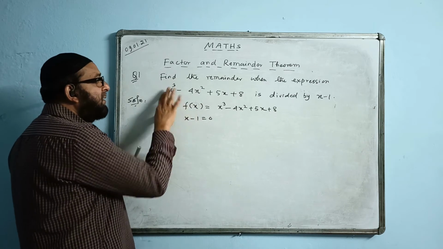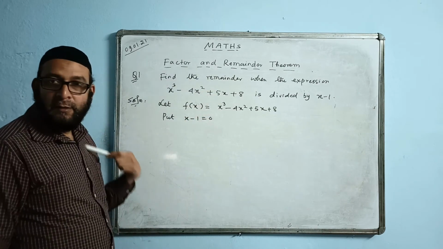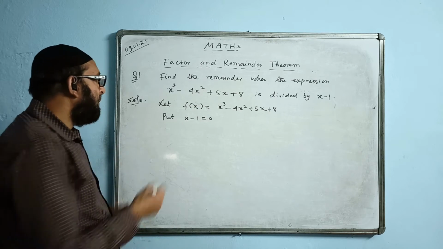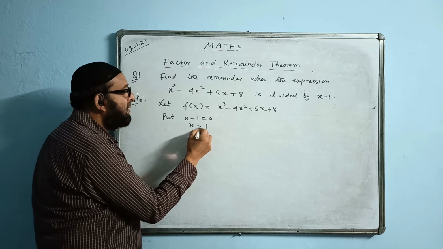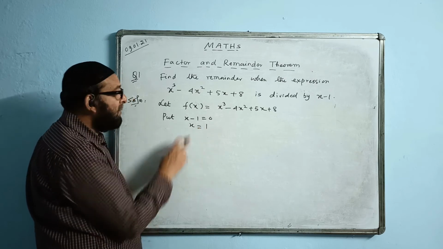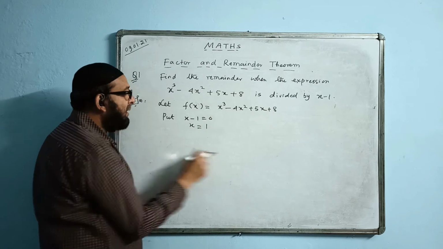f is a function in x. These are all functions in x, that's called function in x, f(x). Put x minus 1 equal to 0. Therefore, x value becomes 1. Then we have to put x value 1 here in this expression, and that is the value of remainder.